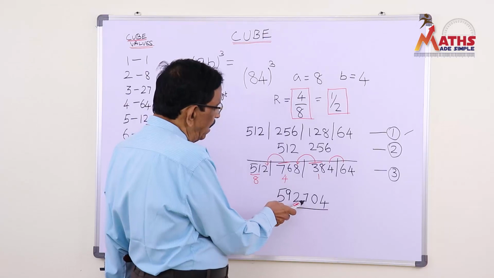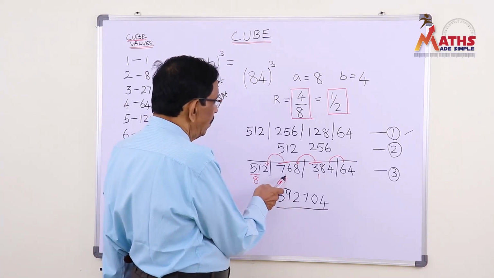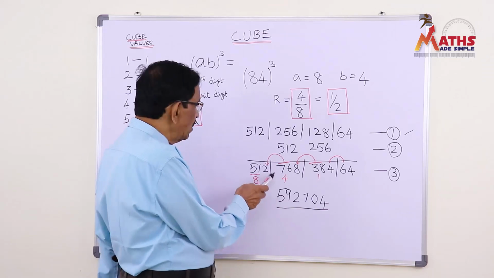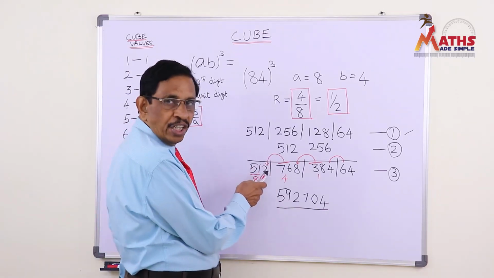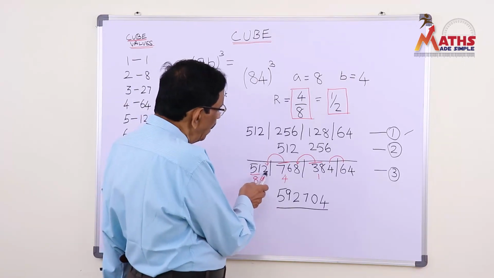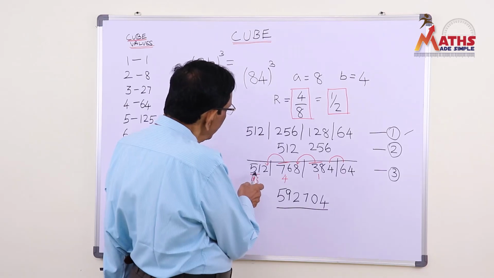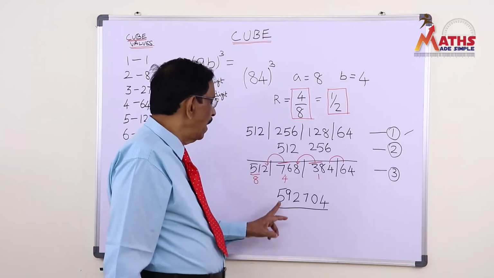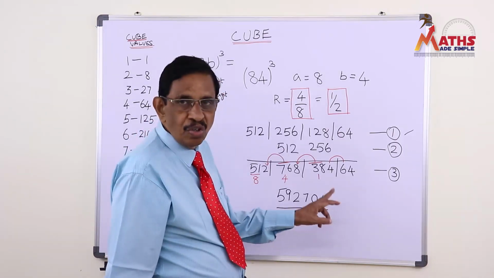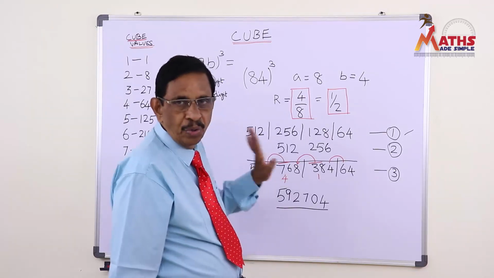I put 7 here, and 4 is carried along with 76. 76 plus 4 is 80. 80 is added to 2, 82. So, I will write 2 here and the 8 is carried to 51. 51 plus 8 is 59. So, the answer is 592704. This is the answer for 84 cube.